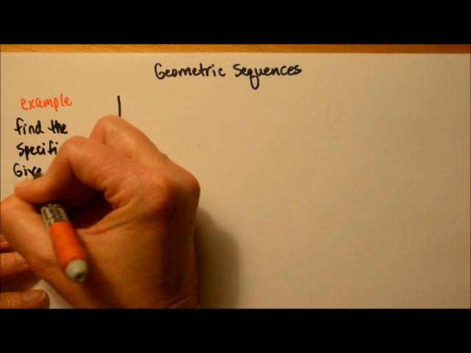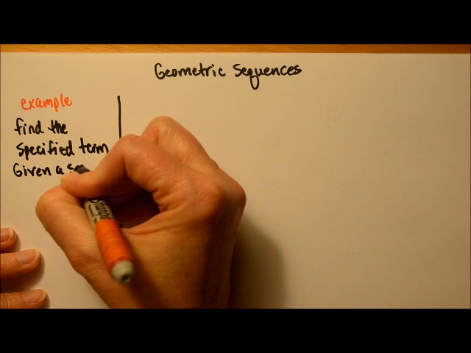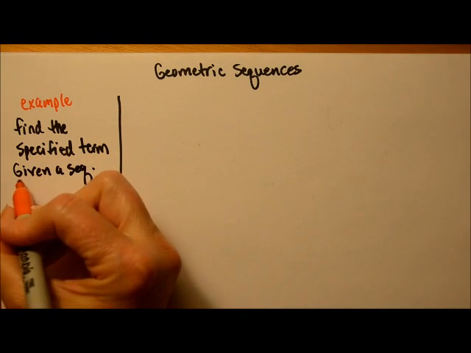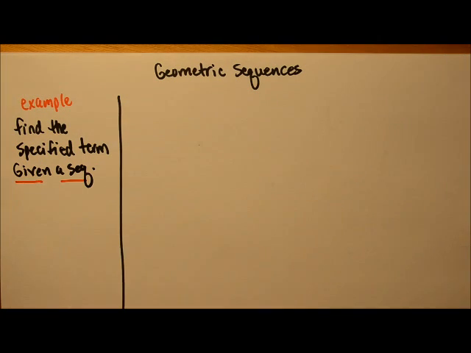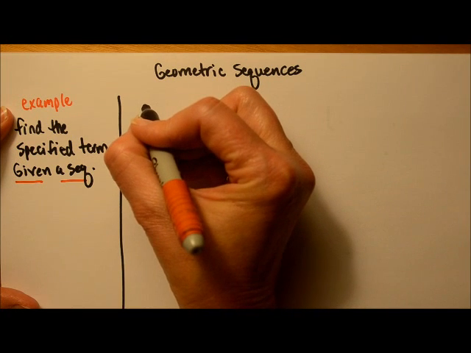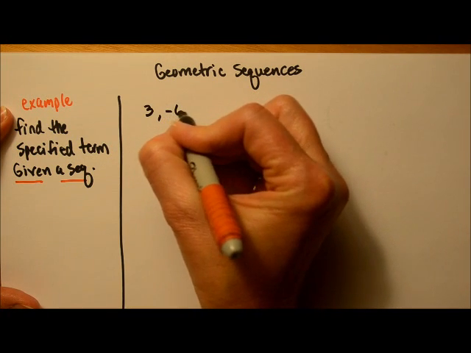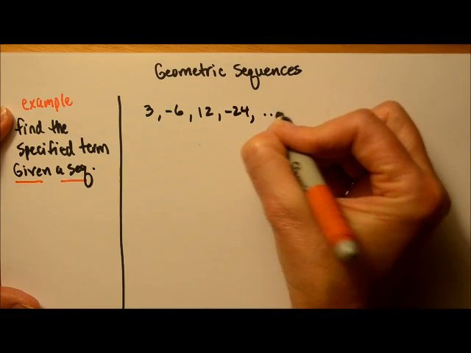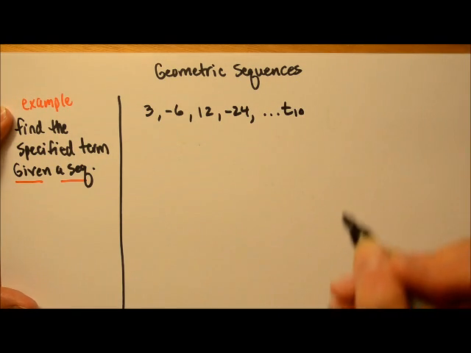So this one's going to be given a sequence. Okay, so just like we did in arithmetic, I did both of them, but this one's given a sequence. And then the next one, and the last one, yay, is going to be given two of the terms. So here is your sequence. And we want you to find T10.